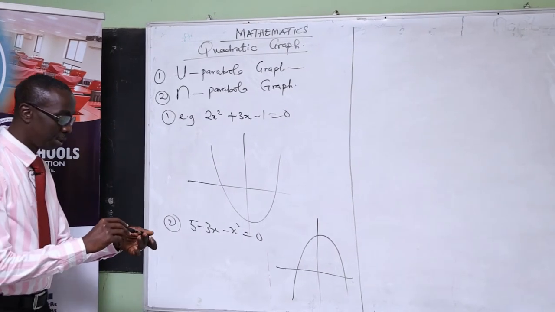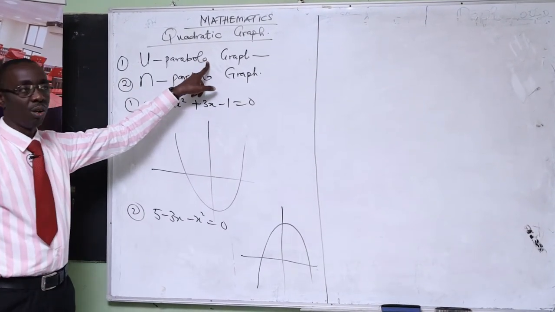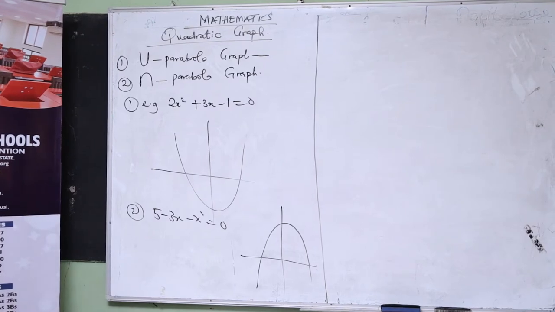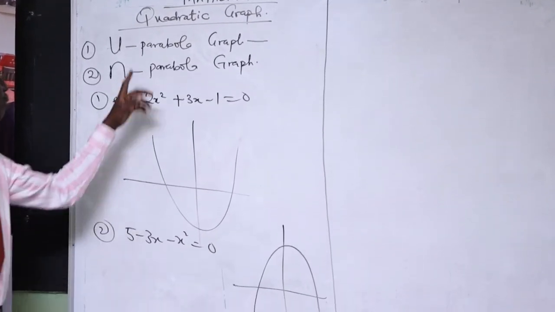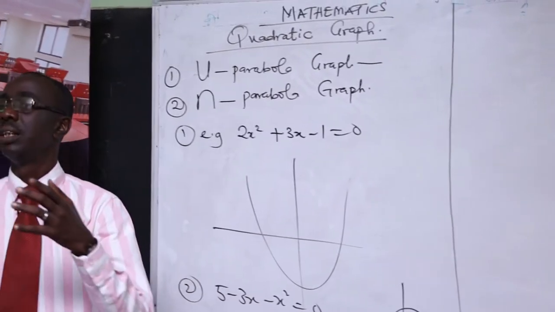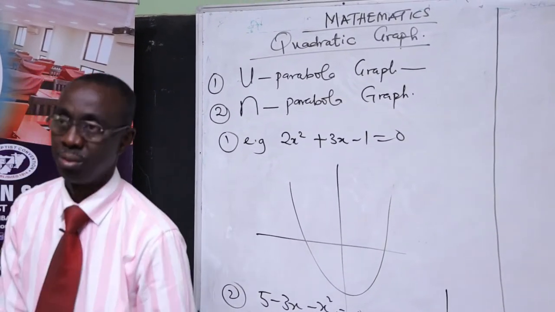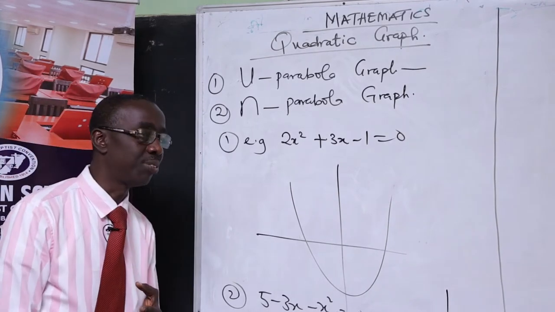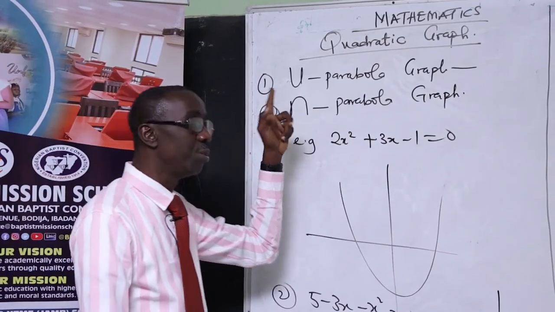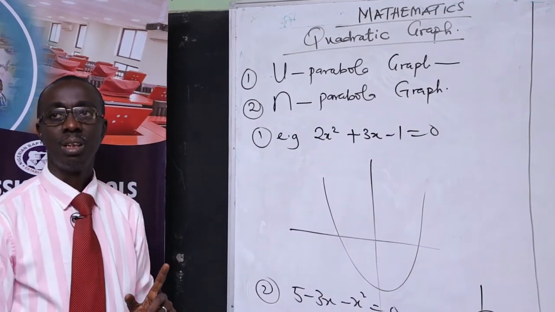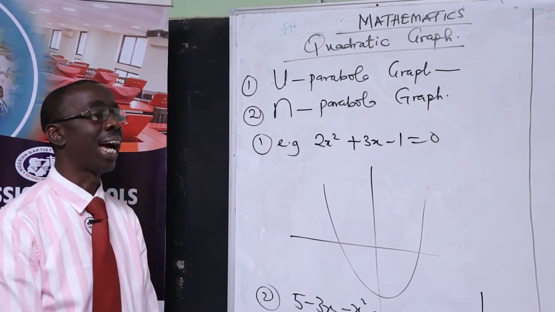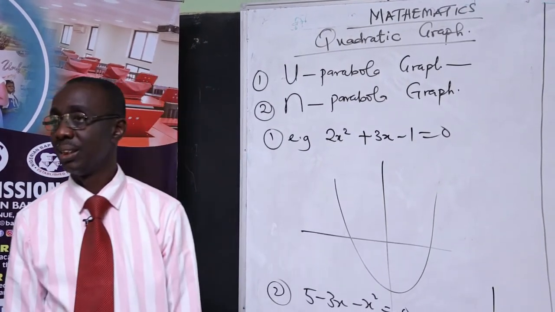Please, let's note that for all U graphs, all U parabola graphs, students should note that the examiner will ask you for minimum value of Y. And the other name for minimum value can be the lowest value or the least value of Y. Let's note that carefully. For N graphs, the examiner will definitely ask you for maximum value of Y, which can also be asked as the greatest value of Y or the highest value of Y. Am I still communicating? Great.